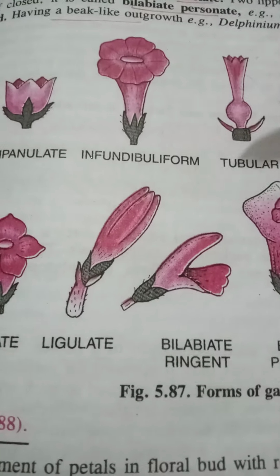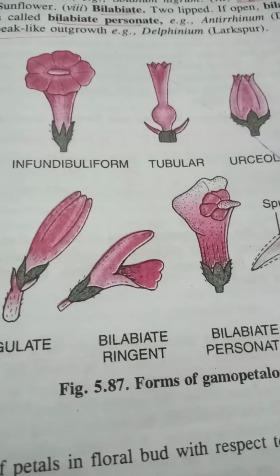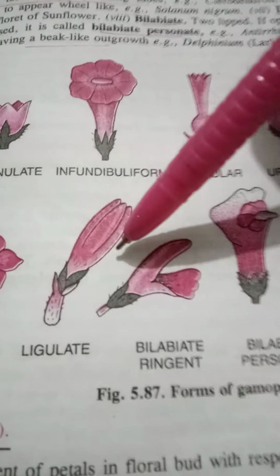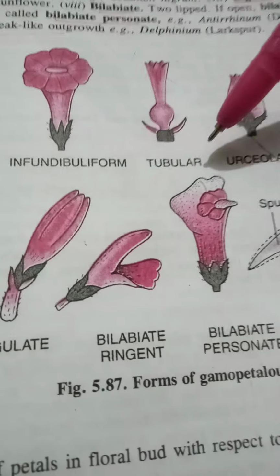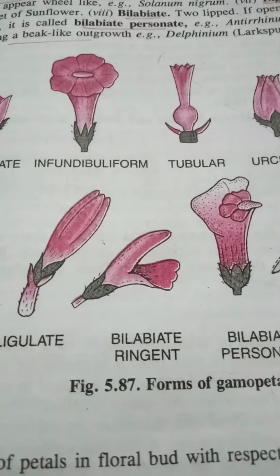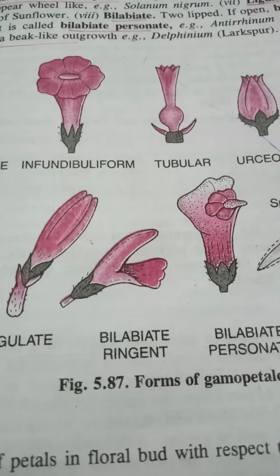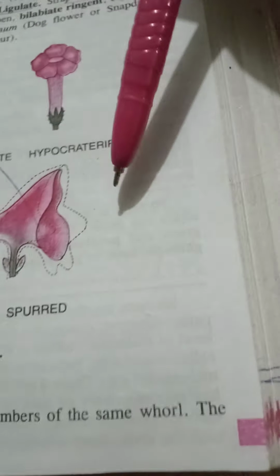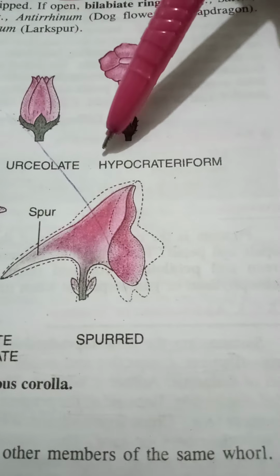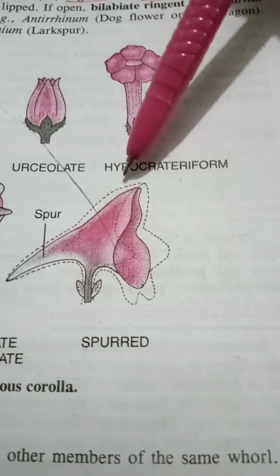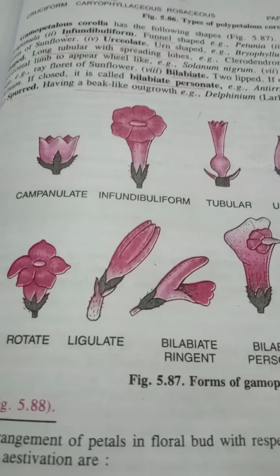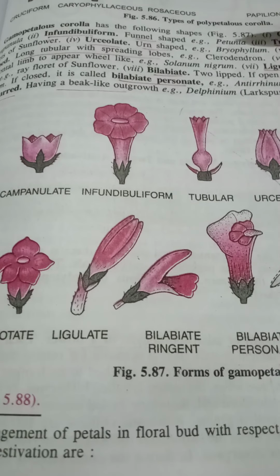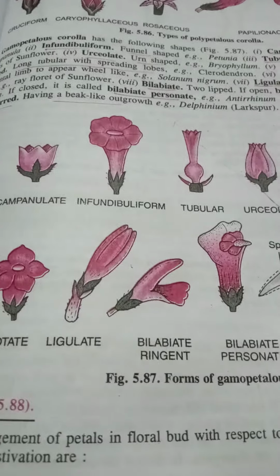Then ligulate, where a strap-like structure with a tubular base is present. This we observe in the ray florets of sunflower. This tubular one is the disc floret of sunflower. Then the bilabiate one, where it occurs like 2 lips. And this is the spurred one, the last one, that means the beak-like outgrowth, which is observed in the case of larkspur. So these are all the different types of Gamopetalous corolla, as we observed in Gamosepalous calyx.